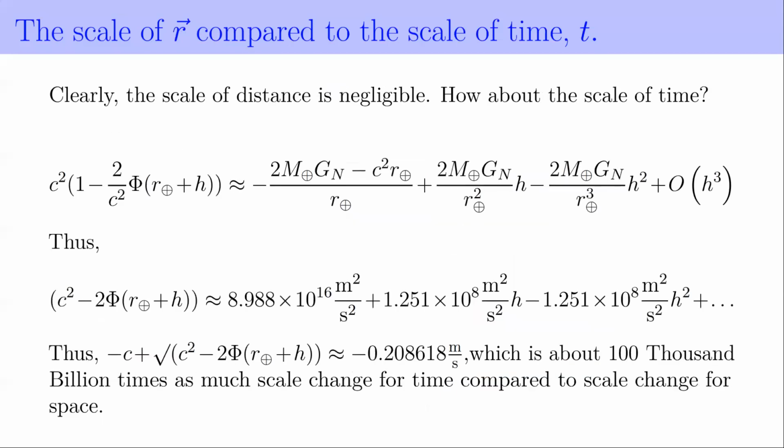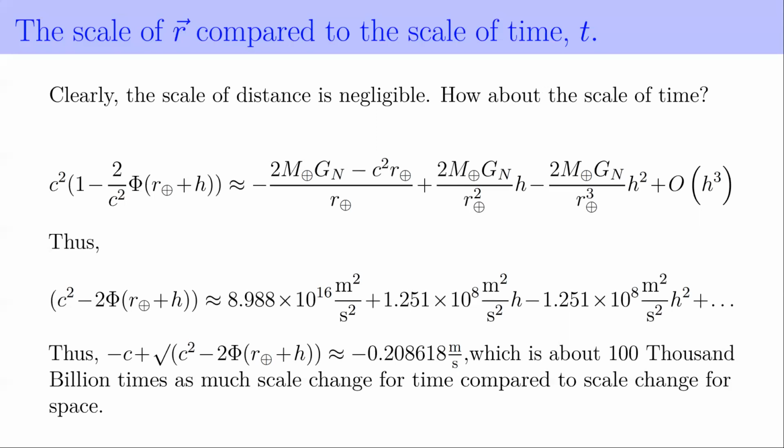Now, the scale of time is almost the same, but it's not 1 over it. And it's got a c squared on it. So you can do the series again. And when you use the numbers, it turns out that when you subtract off the speed of light, the change in time is about 0.2 meters per second.